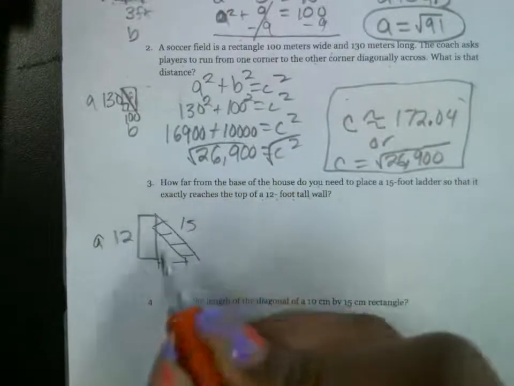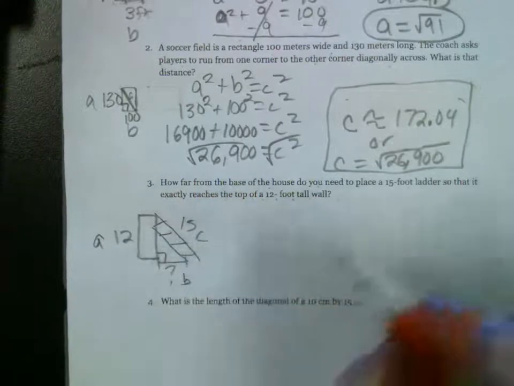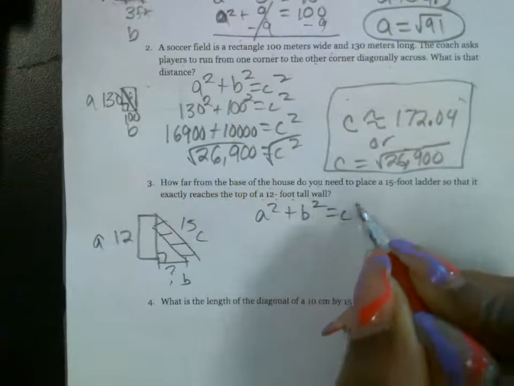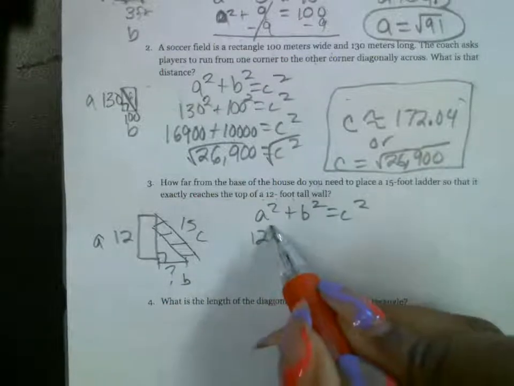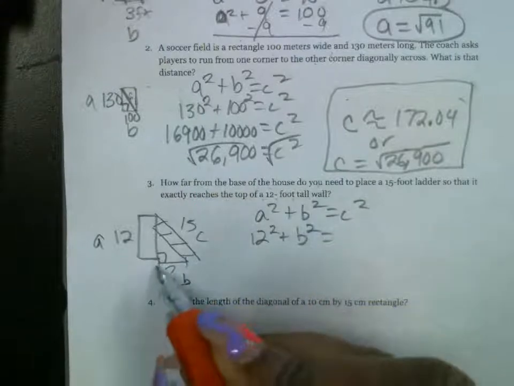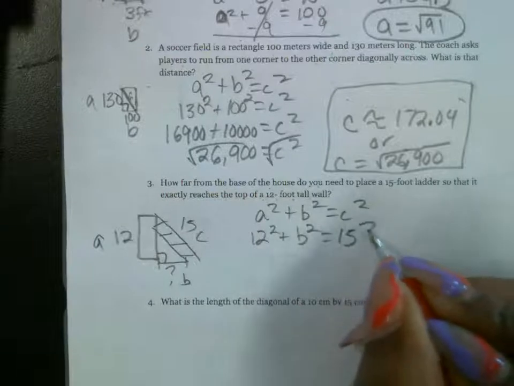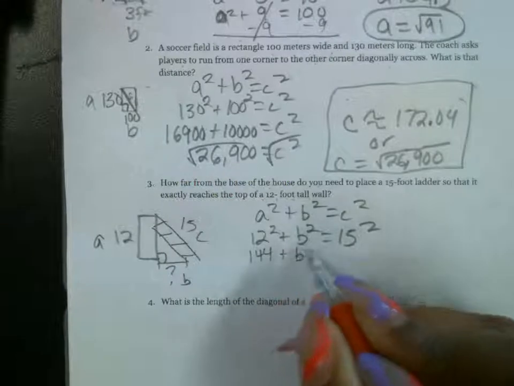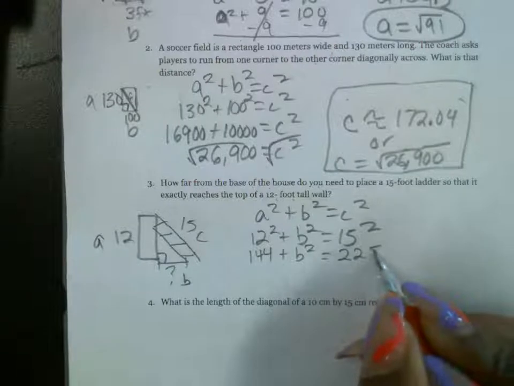So we have an A. B is what's missing. And C, this is the slanted side. So we have A squared plus B squared equals C squared. Okay. Our A is 12. Our B is what's missing. And our C is the side opposite of the right angle. So this is going to give you 12 squared is 144. Bring down the B squared. 15 squared is going to give you 225.